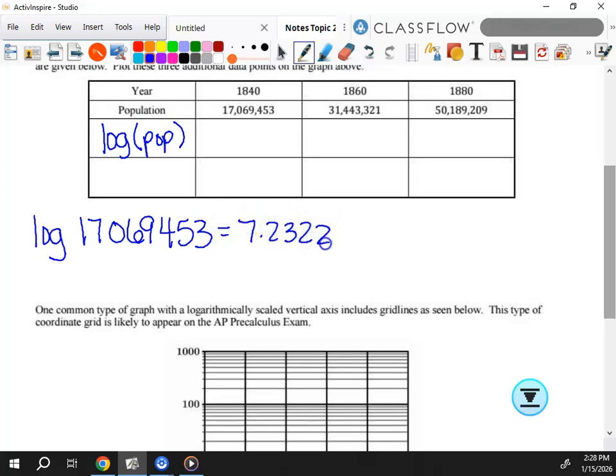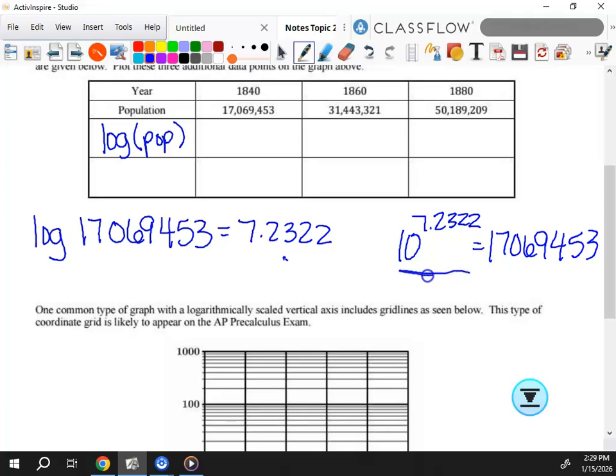7.2322. Oh my God. Okay, so everybody understand? I just typed it in and got that number, right? If I rewrite this, listen, I'm going to rewrite this as an exponential. What's the base of that log? 10. So that means that 10 to the 7.2322 power equals 17,069,453. Because I still have to graph the right data. Like this isn't the population. This is what equals 17 million. You with me on that?